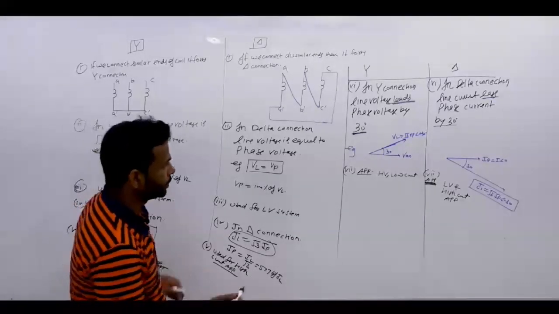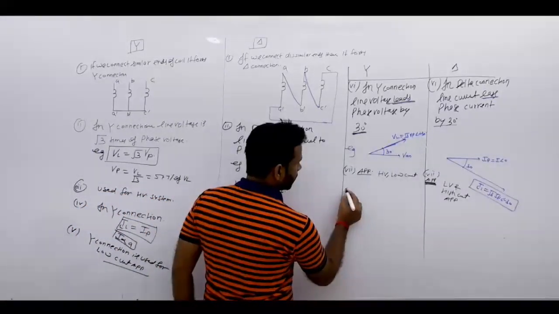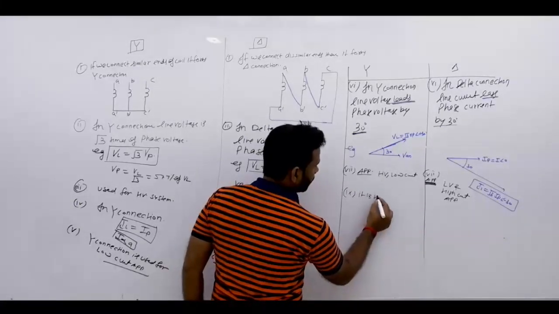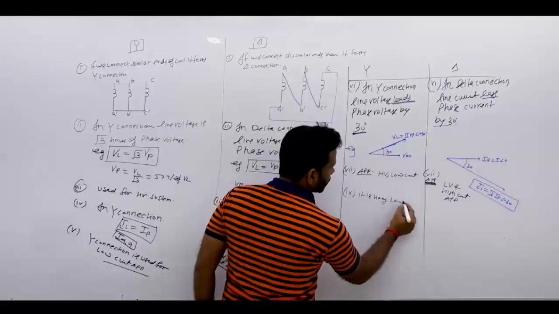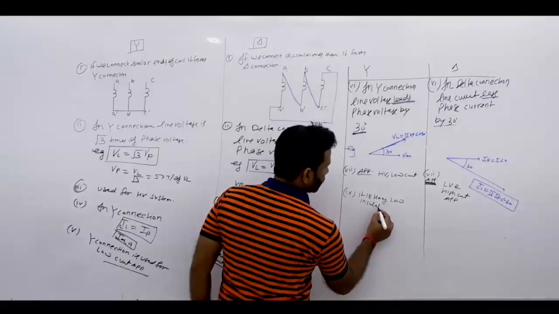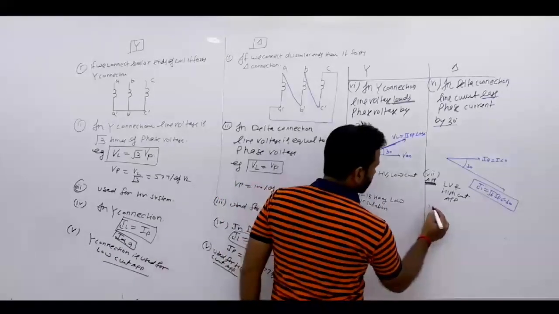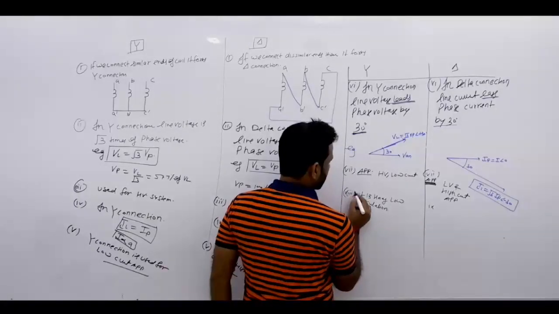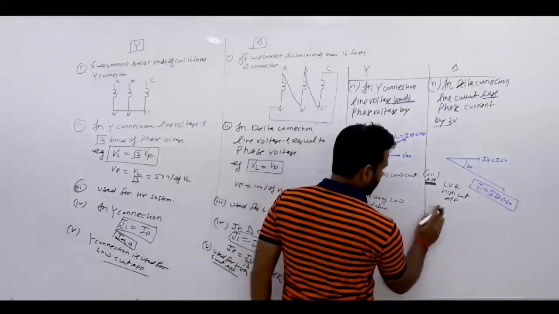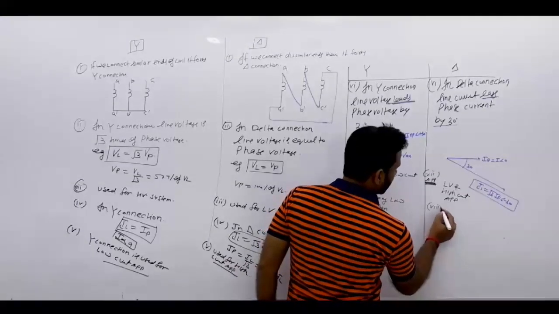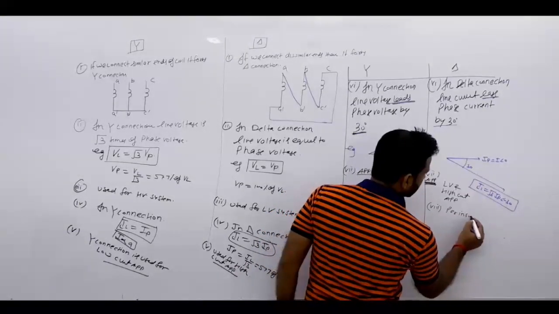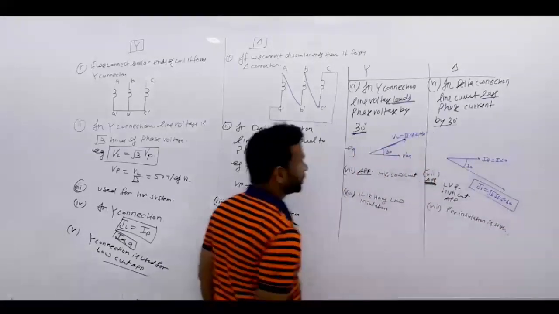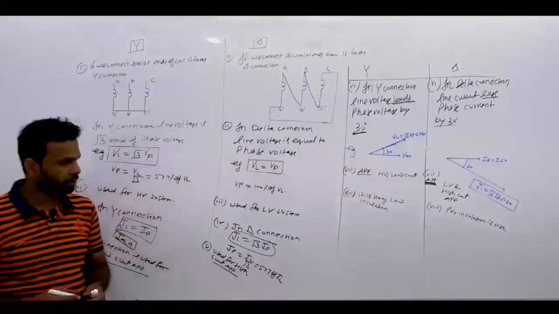Okay, so it is the 8th point now. Star is having low insulation, so per phase insulation is low, but here in delta the per phase insulation is high. Insulation is high. Okay till here. So these are some points. Next, let's see more points.